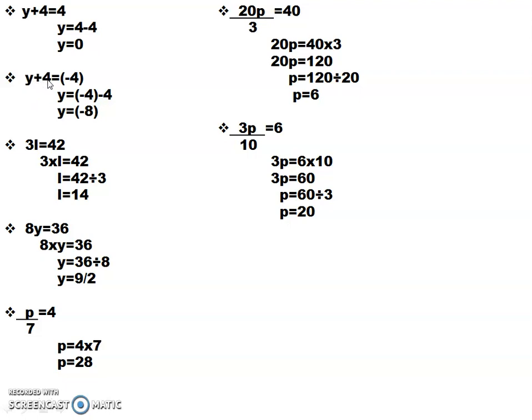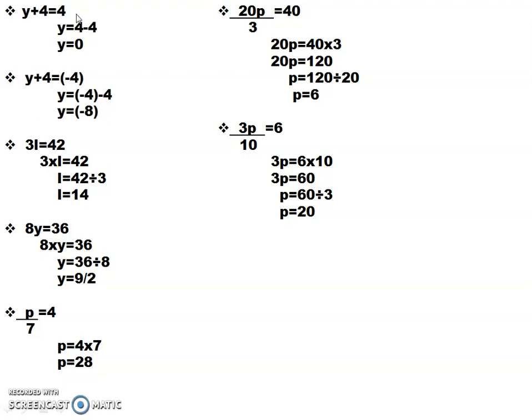Similarly, y plus 4 equal to negative 4. I wrote negative 4 first. Then this plus 4, when it comes to the right side, became minus 4. Clear? So what is minus 4 minus 4? Both are negative, so you will add: minus 8. Students, don't forget to apply the subtraction rule of integers here. You have negative numbers. Be aware of that.